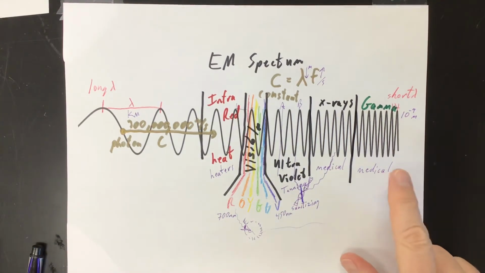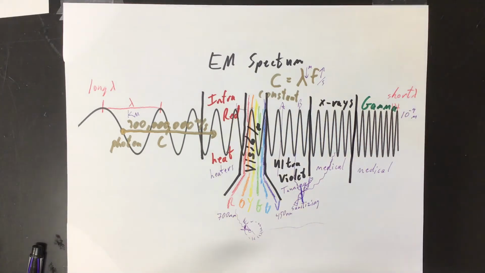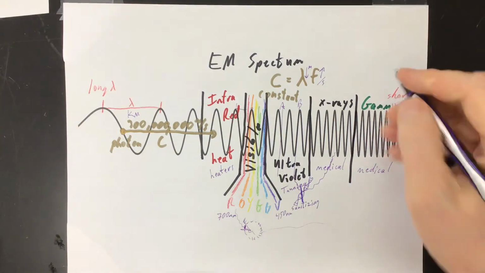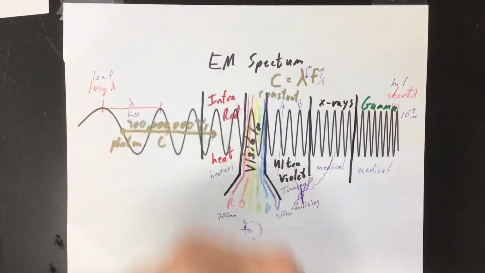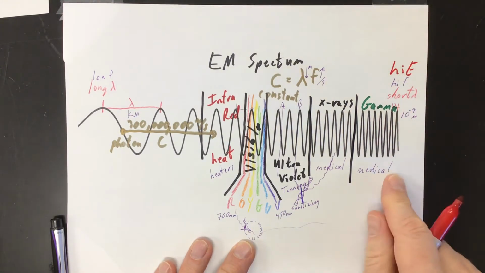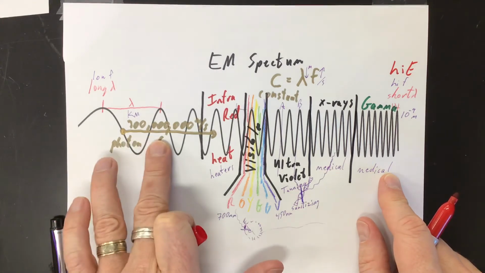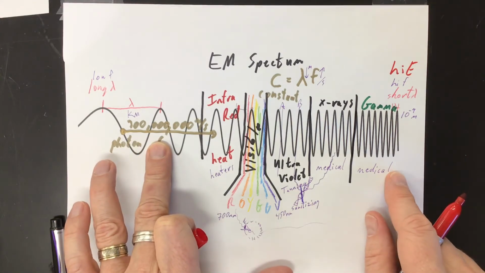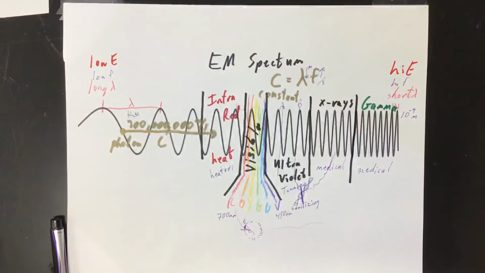Okay, and now that we're down at the end here, this is the short wavelength, high frequency. This is the low frequency end. This is also the high energy end of the spectrum. Gamma rays have much more energy. It's the same photon traveling at the same speed. They just have really short wavelengths and a lot more energy. And this down here is the low energy end of the spectrum.